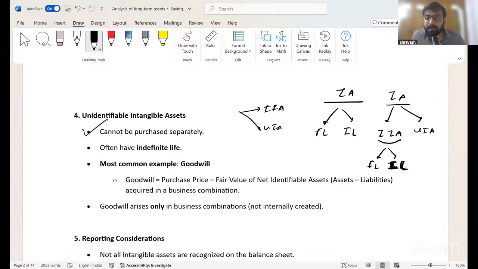And unidentifiable intangible assets usually have infinite life. Usually. गुडविल का कोई लाइफ नहीं होता कि भाई 10 साल की गुडविल है, बस 5 साल की गुडविल, 5 साल के बाद आपकी गुडविल गई, आपकी रेपुटेशन गई. No, that can't be the case, right?